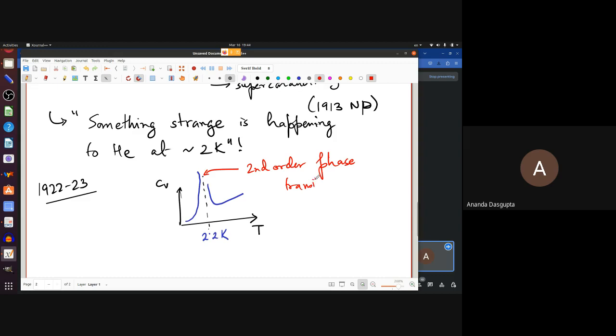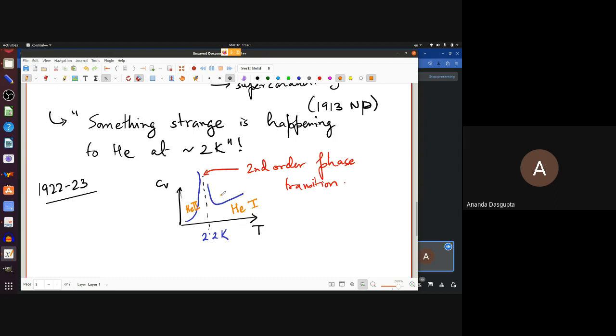So the strange thing that was happening to helium at around 2 Kelvin, which Kamerlingh Onnes had seen a long time ago, was actually a transition to a different phase. Both phases were liquid. This phase is what Kamerlingh Onnes called helium-1, which was a normal phase, the phase that you got just after cooling down helium gas to a liquid. And here you had the new phase below 2.2 Kelvin at atmospheric pressure, which he called helium-2.